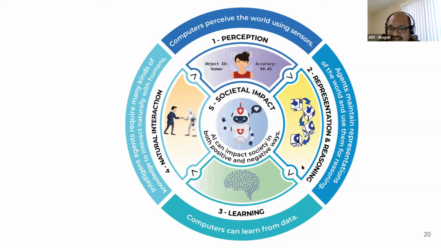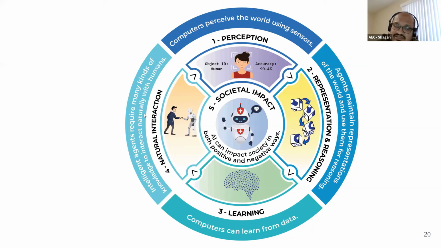The second is representation and learning. So these agents maintain representation of the world and use them for reasoning. So they look at data and basically learn from representations. Third is how do they learn from this data? So they look for patterns, and basically just like humans do, they try to learn from enormous amounts of data. The fourth is natural interaction.